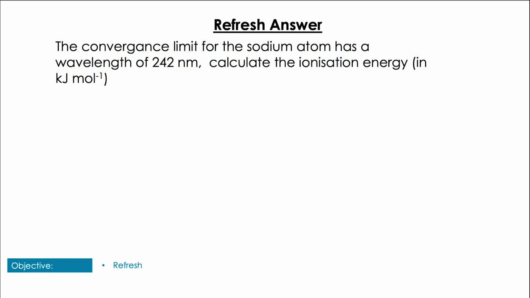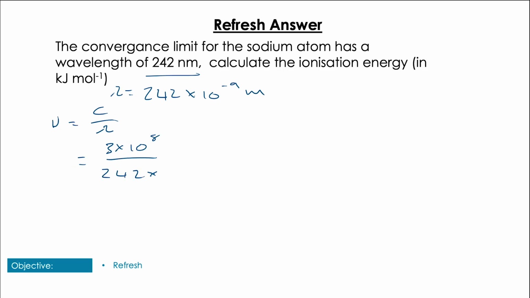So in this question, first we pick up that we've got nanometers. So we're going to times 10 to the power of minus 9 to get our meters. And then we're going to do v equals c over lambda, speed of light over our wavelength, which is going to give us our frequency, which is 1.24 times 10 to the minus 15 per second.